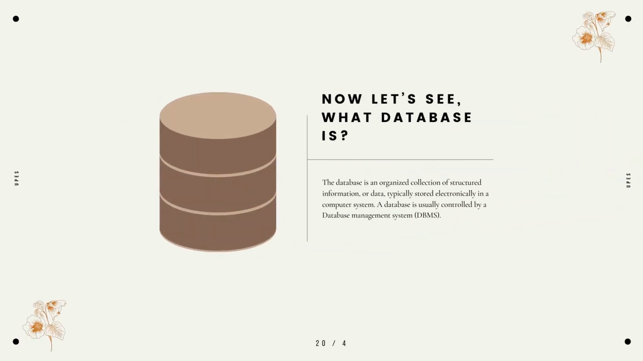Now, let's see what a database is. The database is an organized collection of structured information, or data, typically stored electronically in a computer system. A database is usually controlled by a database management system, DBMS.